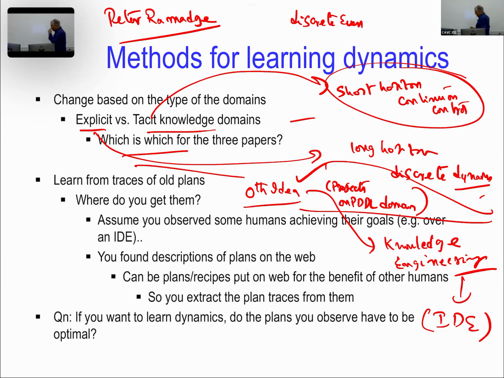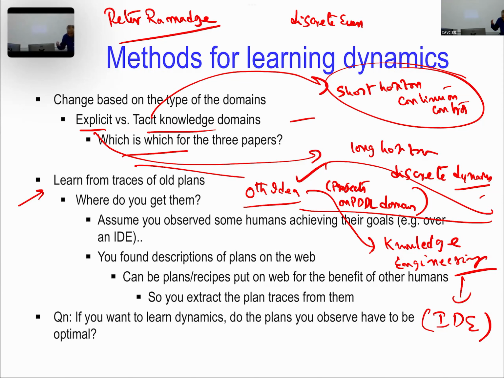And if that's not the case, then you are trying to do the other things, which is essentially to learn the model by yourself. So one idea would be learning from the traces of old plans, which is what the ARMS system did. Learning from the traces of old plans. Now, we'll talk about that first.